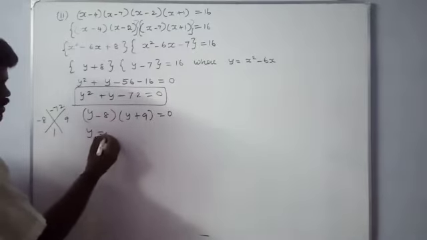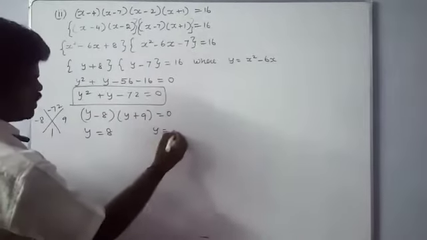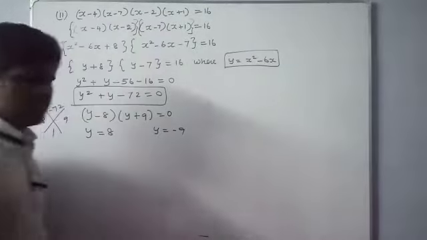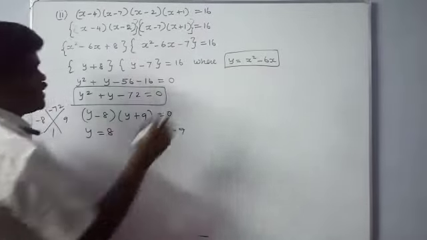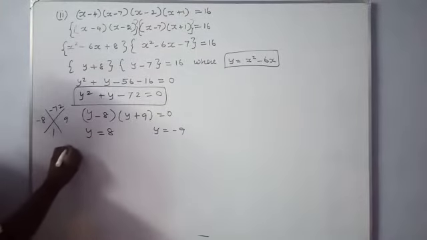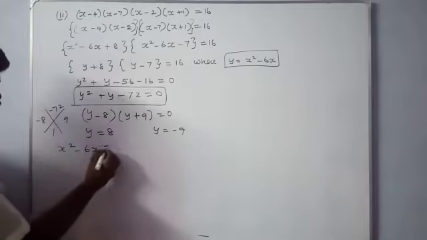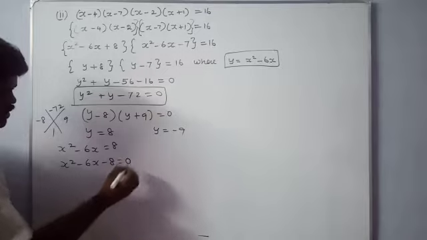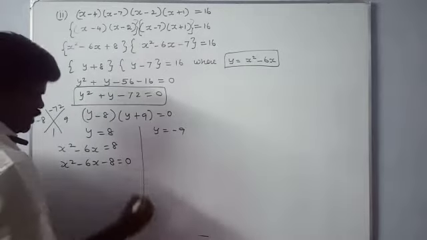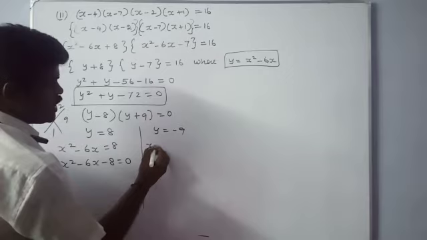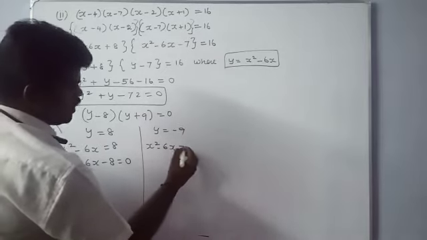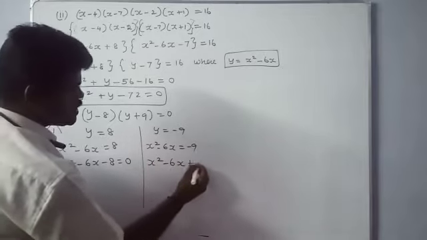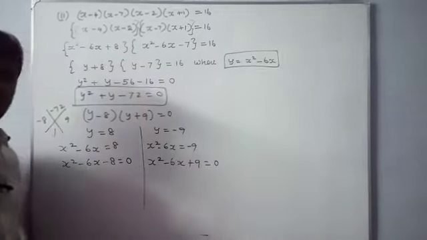Therefore y = 8, y = −9. Already the y value is there, so y = x² − 6x. Here apply x² − 6x = 8. Now x² − 6x − 8 = 0. And here the y value, x² − 6x = −9. Now x² − 6x + 9 = 0.